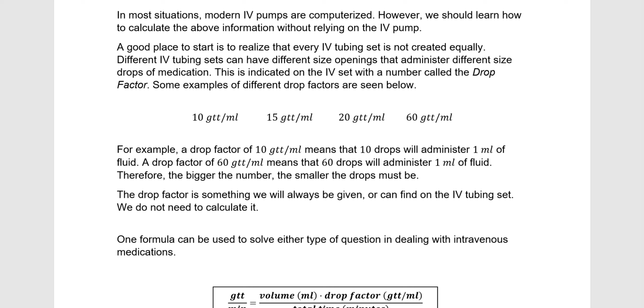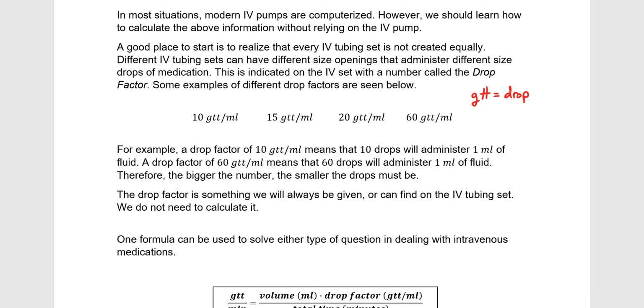Different IV tubing sets can have different size openings, and these are going to administer different size drops of medications, and this is going to be indicated on the IV set with a number that's called the drop factor. So some examples of different drop factors are listed right here. We have 10 drops per milliliter, 15 drops per milliliter, 20 drops per milliliter, and 60 drops per milliliter. And just a reminder, the GTT is the abbreviation for drops.